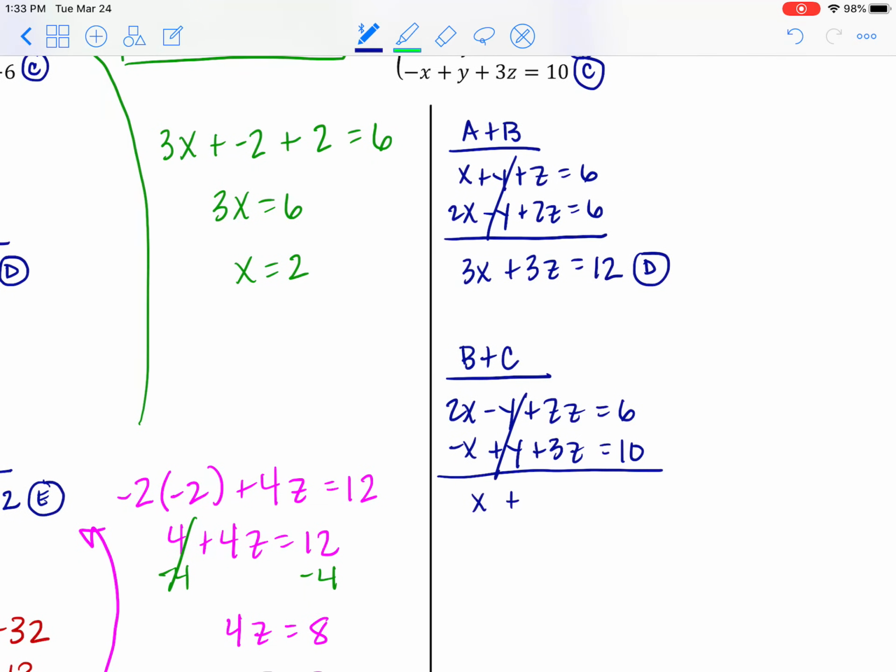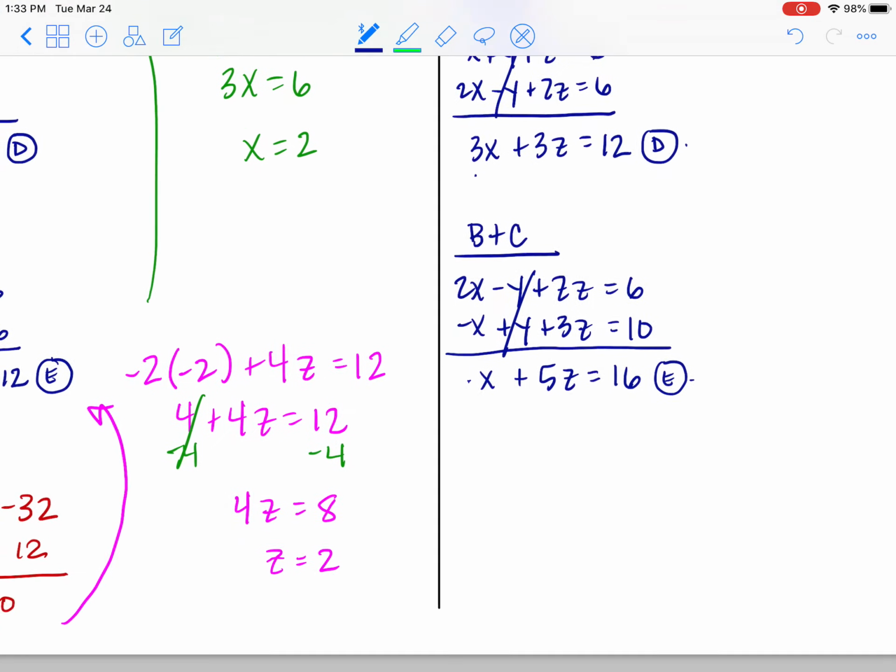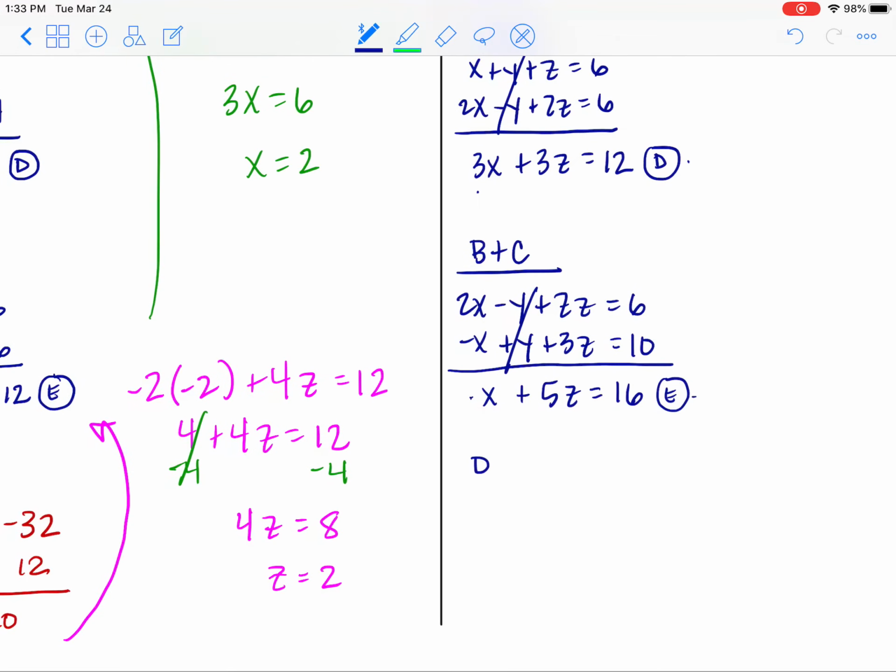Okay, can't read my own writing here. 2 and 3 gives me 5z here, and then 6 and 10 gives me 16 on this side. So I'm looking at, calling this E, 2 new equations now with the same 2 variables. So now it's a process of elimination once again. Looking at these 2 equations, I would choose to eliminate x's, because I can multiply E by a -3, which would give me a -3 here to cancel with the +3 that's here. So in this next step, I'm going to take D as is, multiply E by a -3. So I'm combining D with -3E.